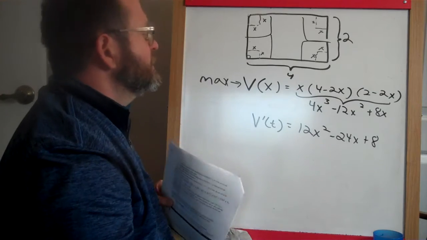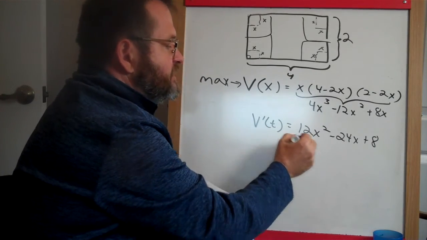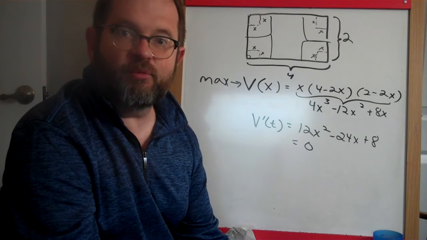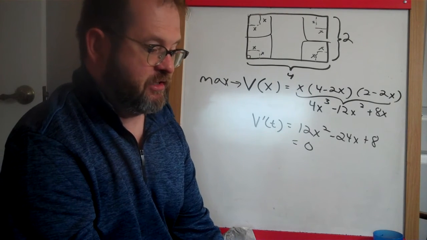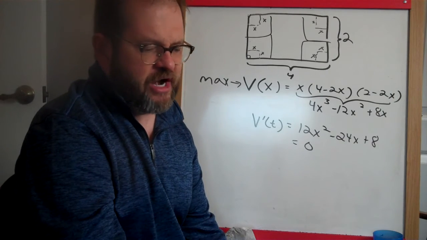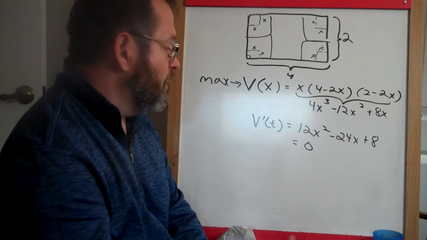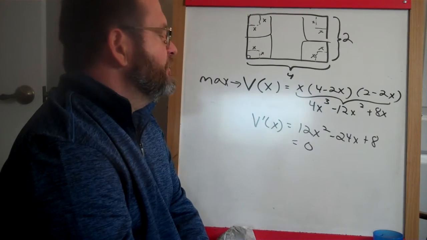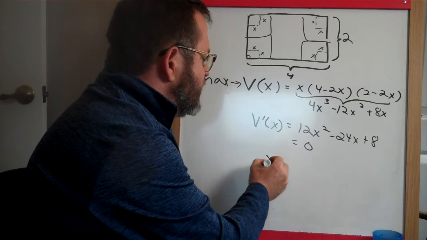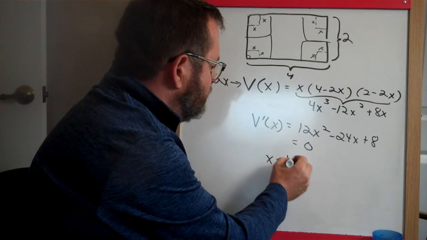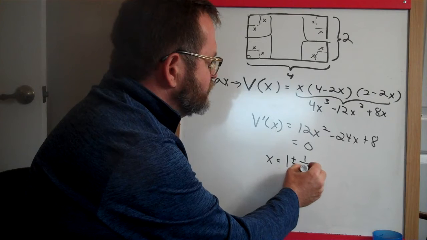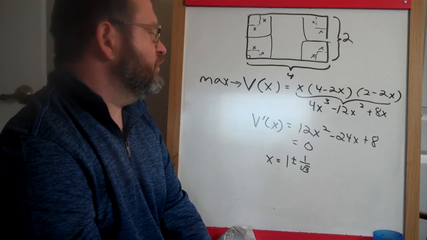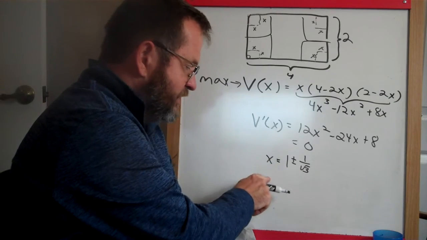We need to find the places where this is equal to 0. You are armed with ways to find that: the quadratic formula, completing the square, factoring. You could use whatever you want. I'm sorry, I have a t here, but this is an x. I did it with the quadratic formula, and I found that x is equal to 1 plus or minus 1 over the square root of 3, written that way because people get a little freaked out otherwise. There are two critical points here.